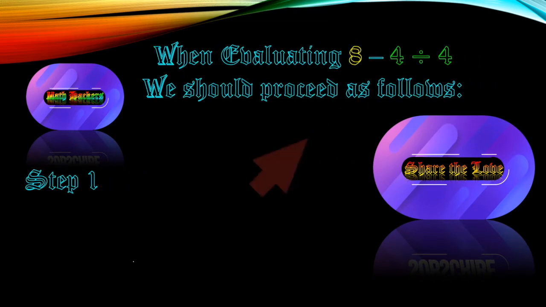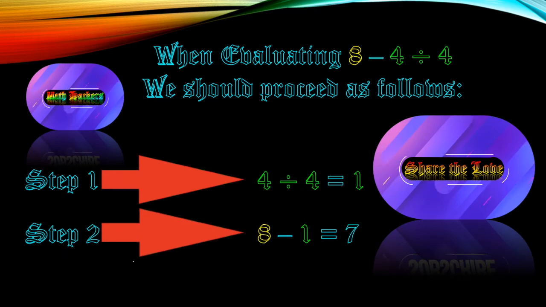When evaluating 8 minus 4 divided by 4, we should proceed as follows. Here, the usual rule of Bodmas suggests that division ought to be given first priority above anything else, so step 1, 4 divided by 4 equals 1, which leads to step 2, 8 minus 1, giving us 7 as the correct answer. As opposed to if subtraction were carried out first, which will yield a completely different, incorrect result of 8 minus 4 equals 4, divided by 4, which equals 1, clearly in complete violation of the Bodmas rule.